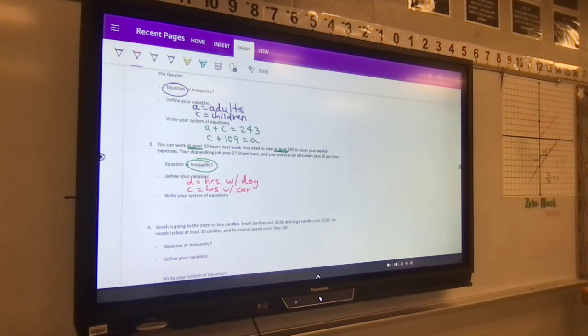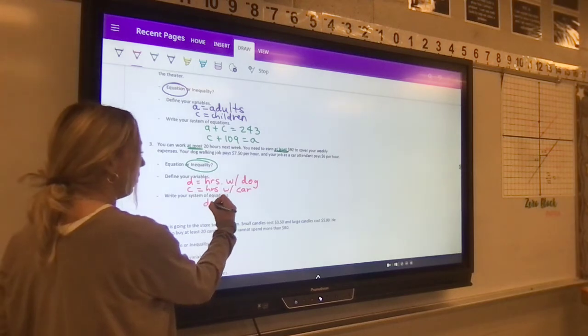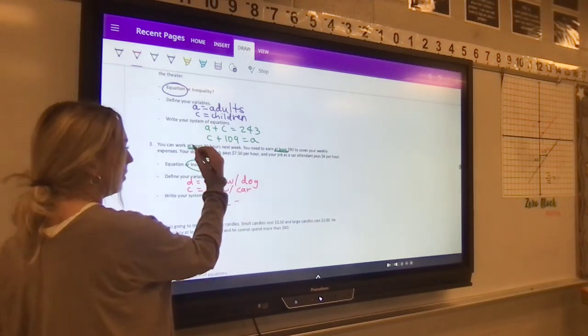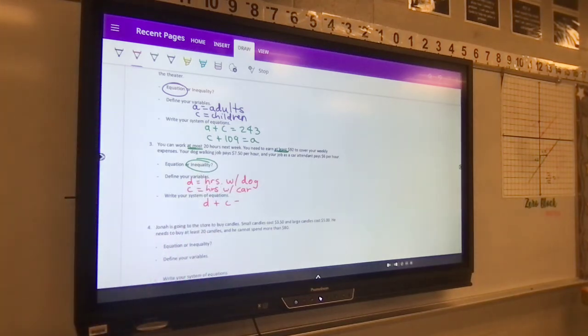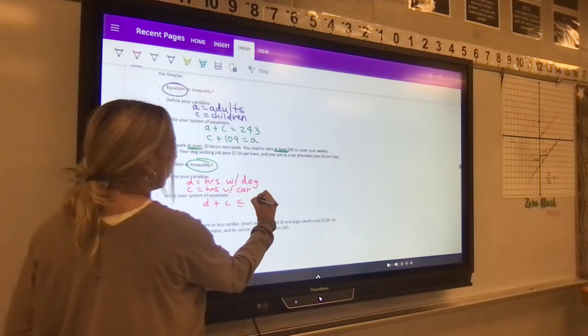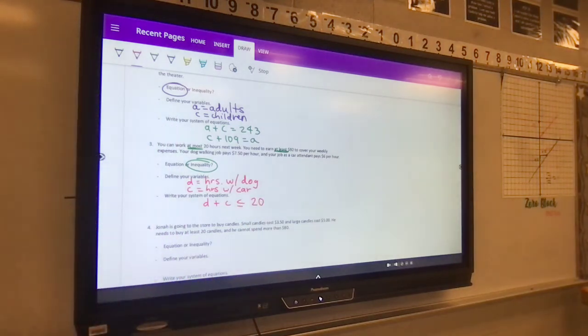Okay, and now I'll write my two equations. So he can work at most 20 hours a week. So he has hours either with the dog or with the car. So we know it's some hours with the dog plus some hours with the car. But we know it needs to be at most 20 hours. So I was about to put an equal sign, but that's an inequality. At most represents what inequality symbol? So we have D plus C less than or equal to 20.